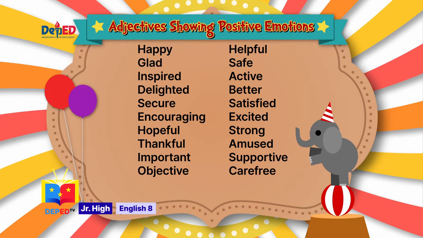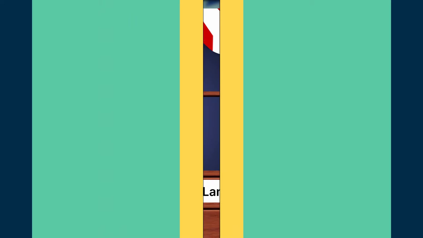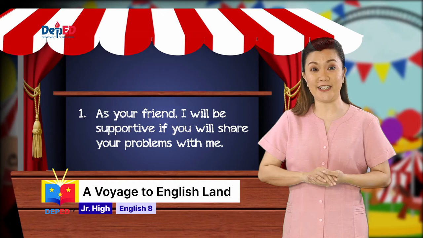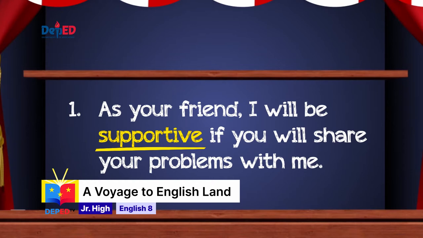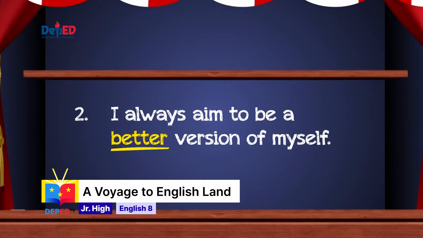Take a look at how these adjectives are used in the sentences to convey positive emotions. As your friend, I will be supportive if you will share your problems with me. In this sentence, the word supportive describes the positive emotion of the person about being able to listen to his or her friend's problems. Second sentence, I always aim to be a better version of myself. In this sentence, the word better describes the positive emotion of the person about being able to develop oneself to become the best that he can be.